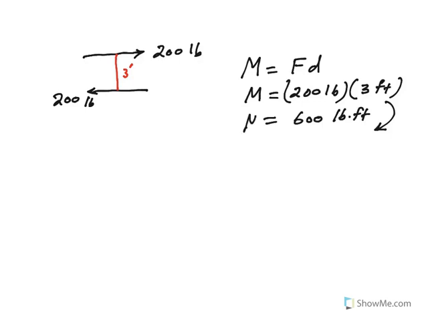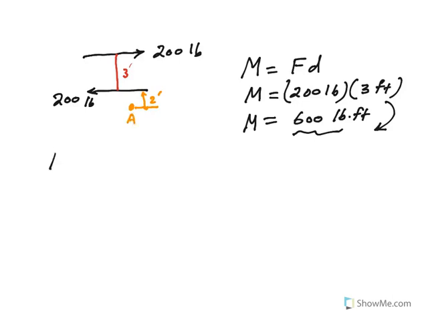Now I want to prove to you, using the same problem, that the moment of a couple about any point is going to be the same. It's going to be this 600. So for example, pick a point anywhere you want. Somewhere here, somewhere here, somewhere here. It doesn't make any difference. Let's say I pick it to be somewhere here, 2 feet below the lower force. And I'm going to call this point A.